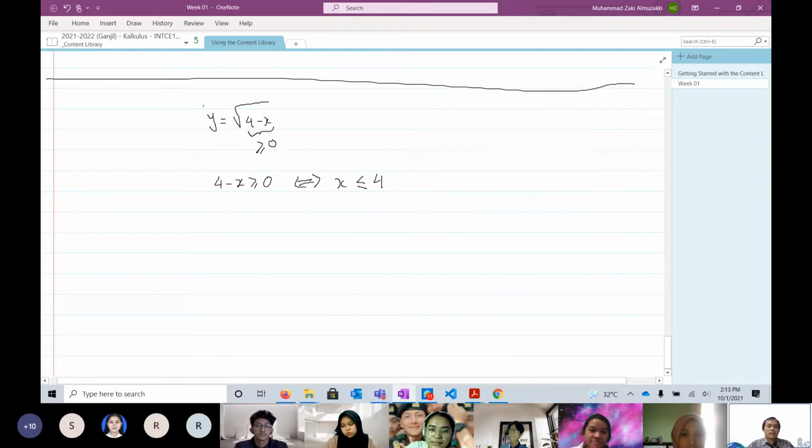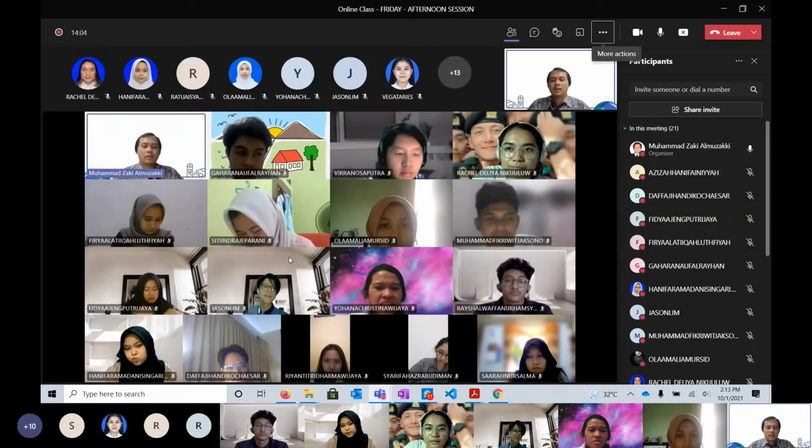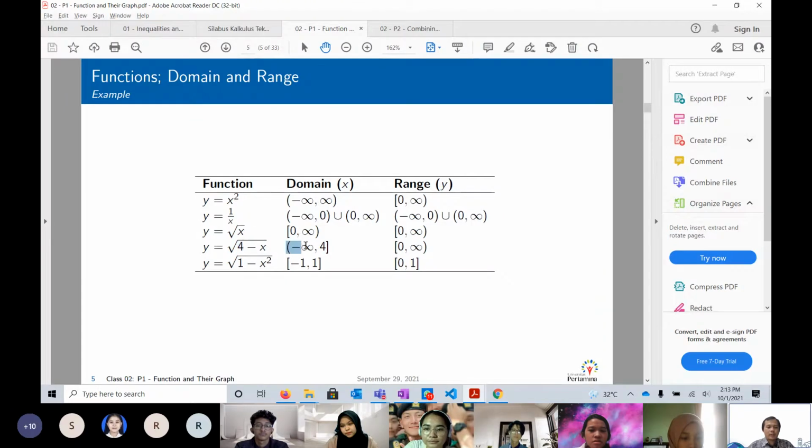So this real valued function is defined if x is less than or equal to 4. That's why the domain is now from minus infinity to 4. But the range remains the same. The range is from 0 to positive infinity. Anyone knows why?